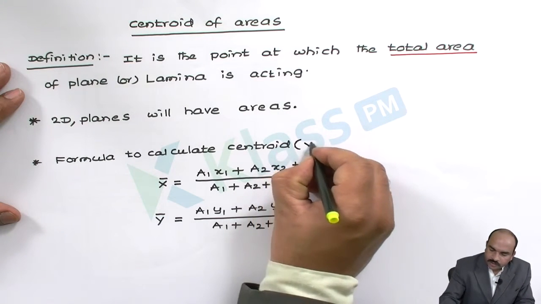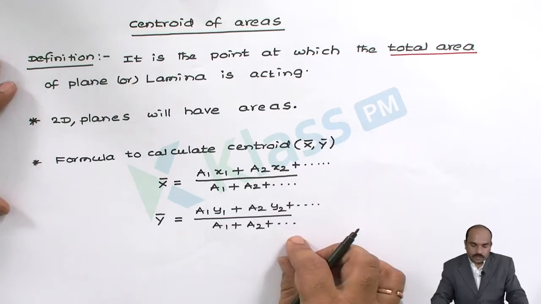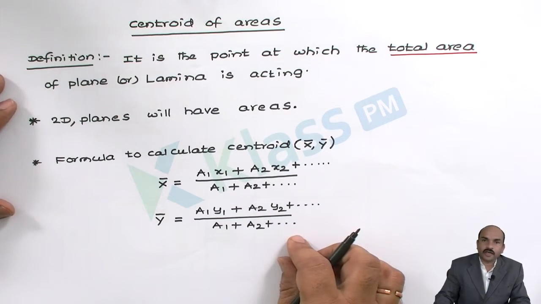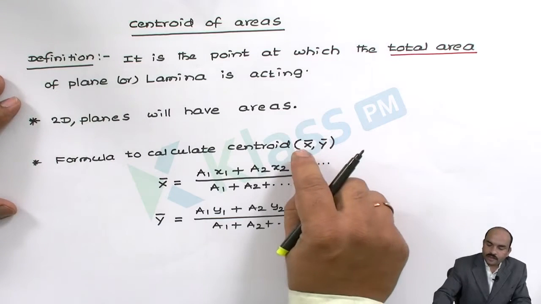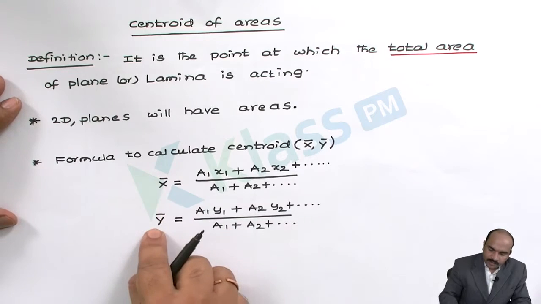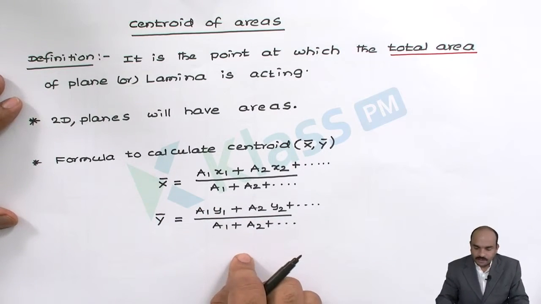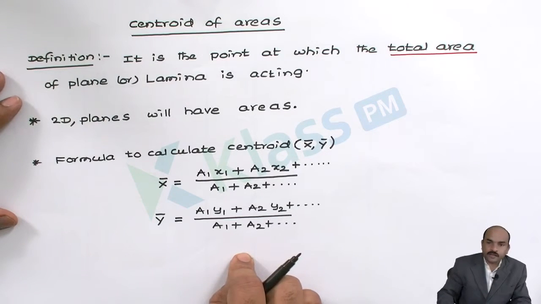So centroid means simply calculation of x bar, y bar. When the question is given to calculate centroid, what do we have to calculate? We have to calculate x bar, y bar. And this is the formula for x bar and this is the formula for y bar. Now let us discuss the center of area with the help of a simple example.